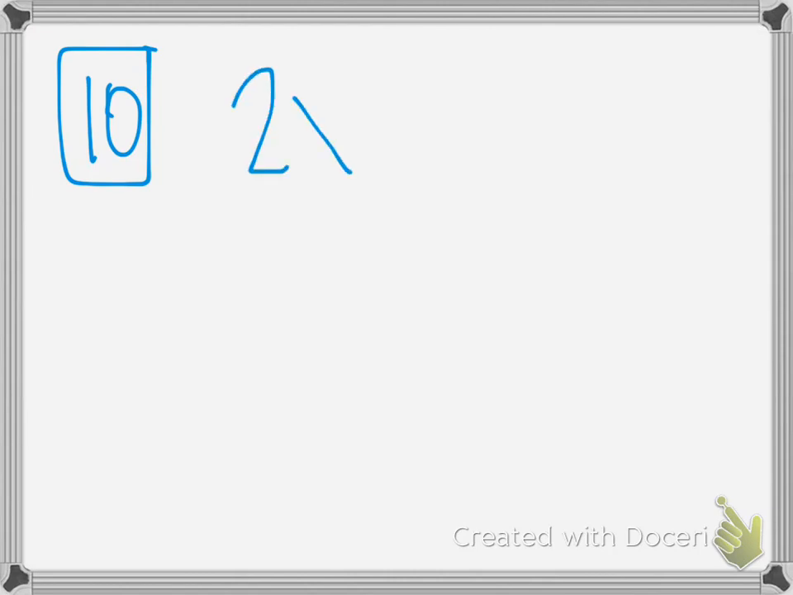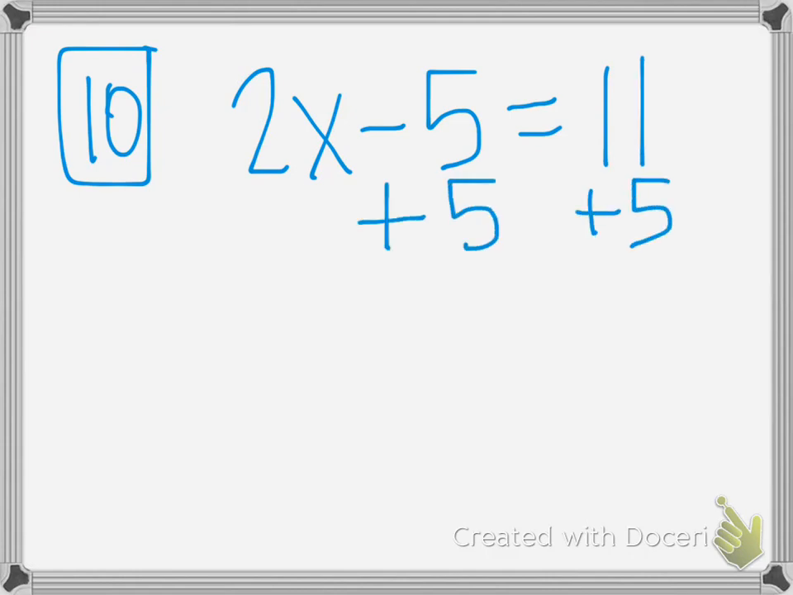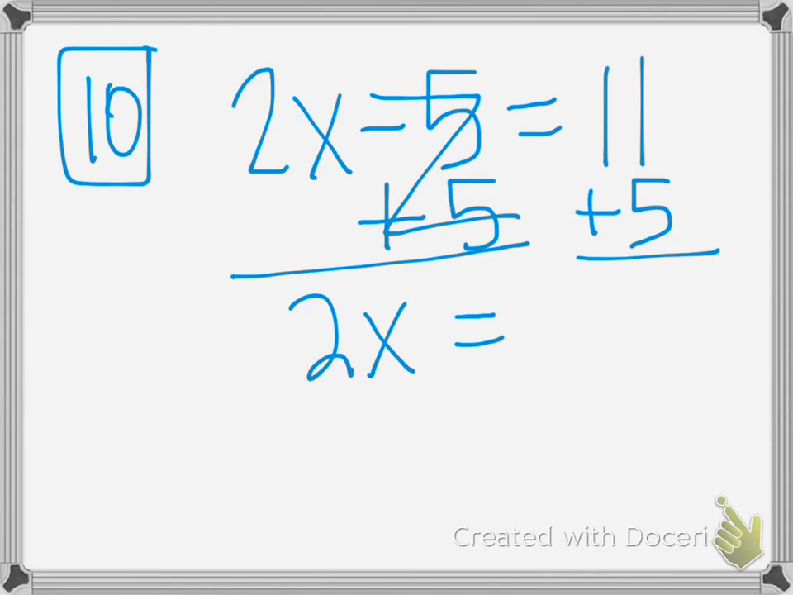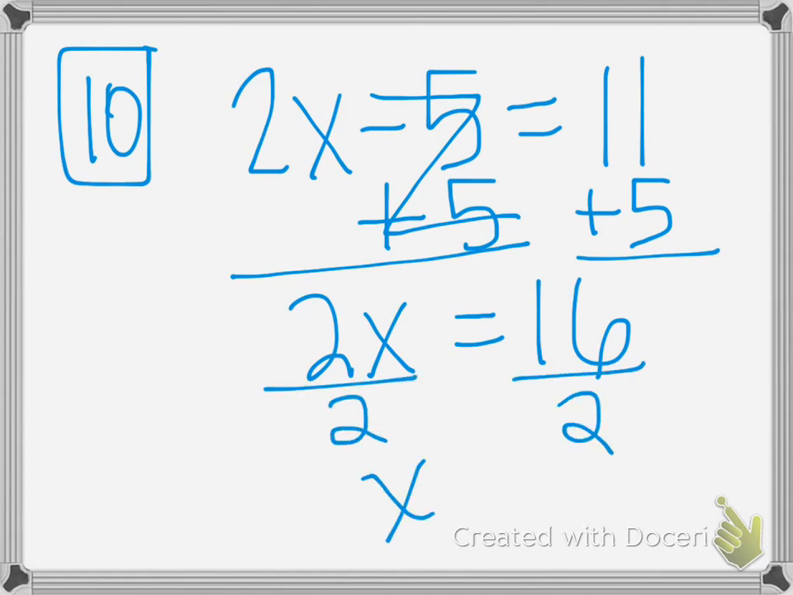All right, let's look at number 10. Number 10 says 2x minus 5 equals 11. To cancel out the minus 5, I do the opposite, plus 5 to both sides. 2x, these zero out, equals 16. It is now a one-step equation. To undo my multiplication, I want to divide. So I get x equals 8.